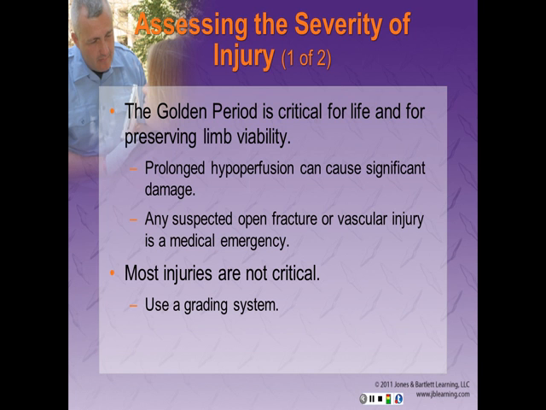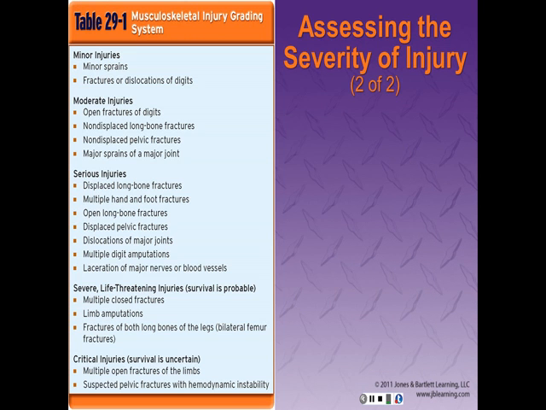The golden period is critical not only for life, but also for preserving limb viability. In an extremity with anything less than complete circulation, prolonged hypoperfusion can cause significant damage. Any suspected open fracture or vascular injury is considered a medical emergency. Remember, most injuries are not critical, and you can use the musculoskeletal injury grading system in Table 29-1 to identify critical injuries. All of these tables in your text make great study guides, so please utilize them in review.